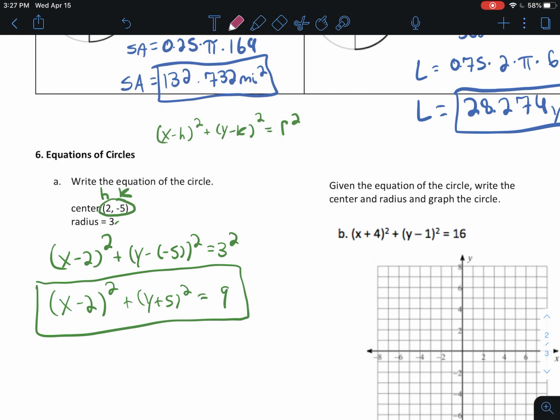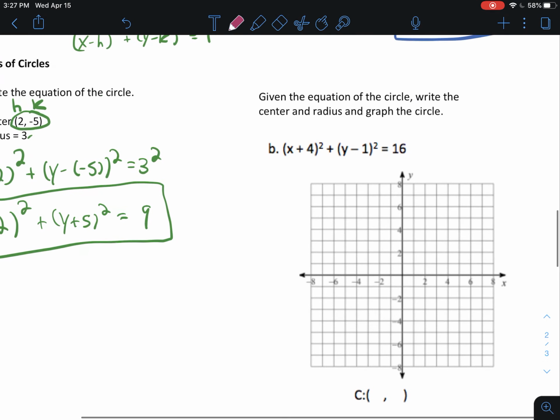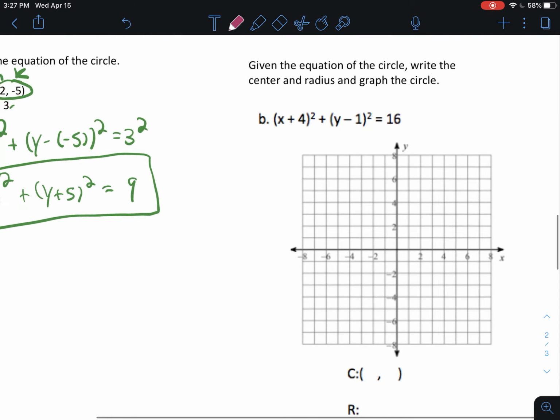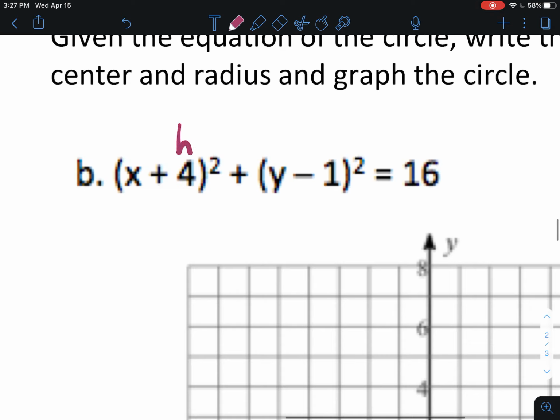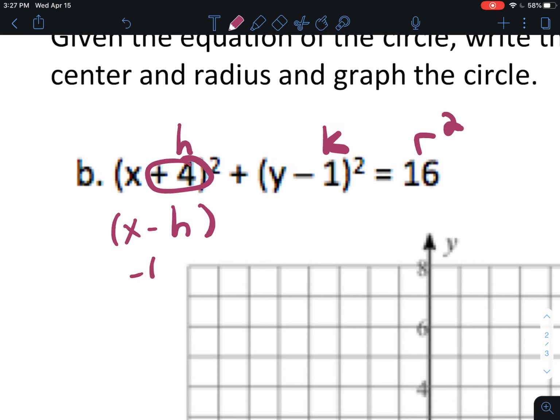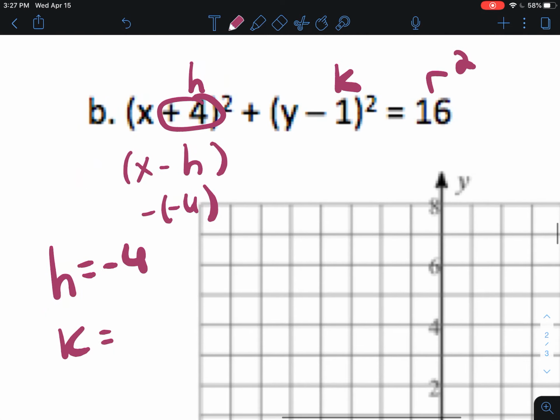All right, last question. So the last question says, given the equation of a circle, write the center and the radius and then graph the circle. Well, remember, h and k are already in this formula, and r squared is in this formula. So to find h, we need to remember that it's x minus h. So the way to get positive 4 would be minus negative 4. So that tells us h is equal to negative 4. K is equal to 1 because this is y minus k, and it's already minus 1.